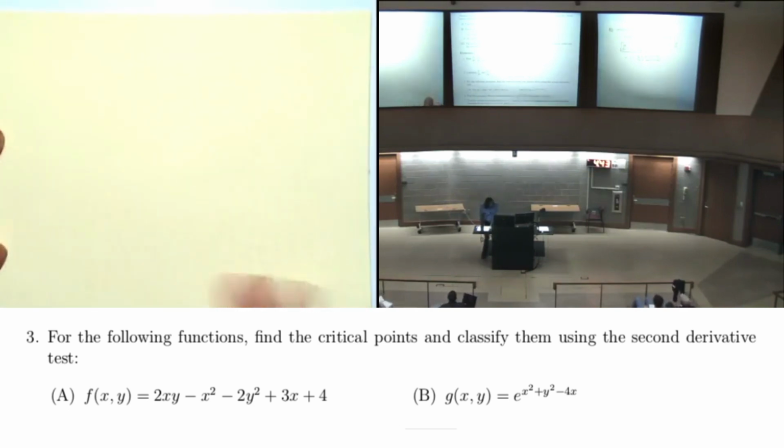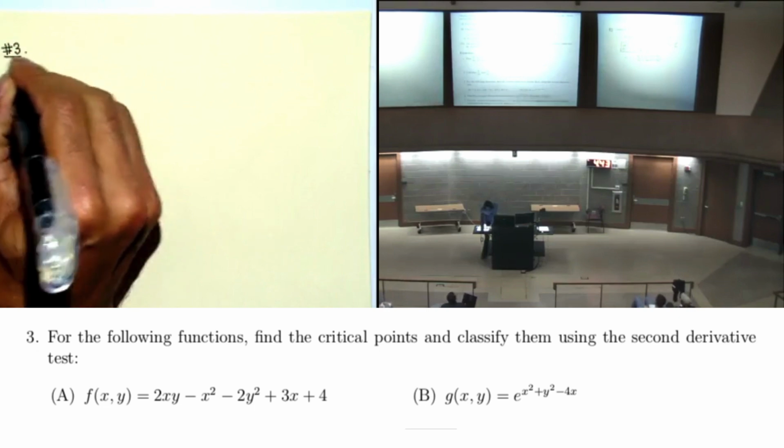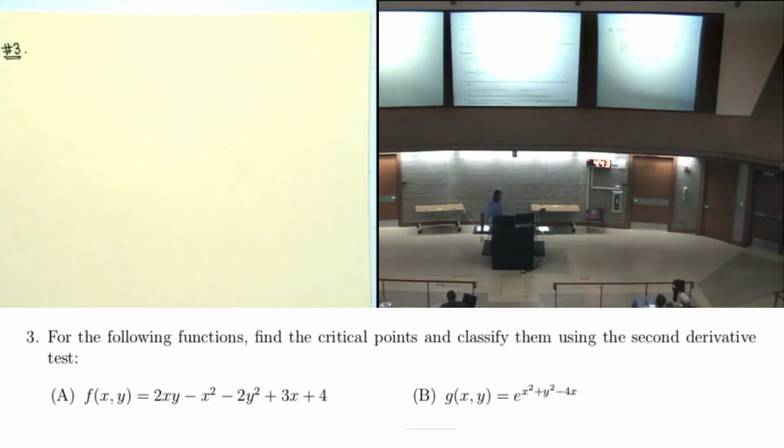So question number 3. Question number 3 says, for the following function, find the critical point and classify using the second derivative test. So we have to use the second derivative test here. So first, write down the function.